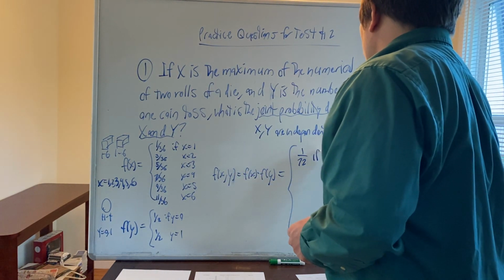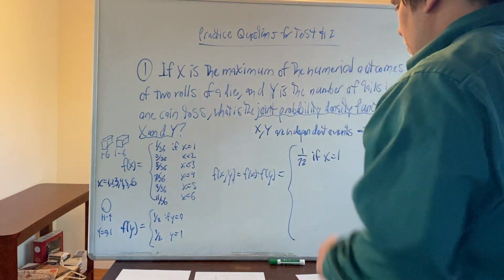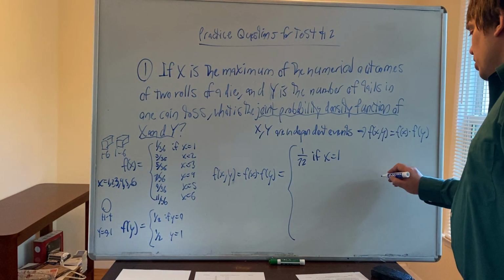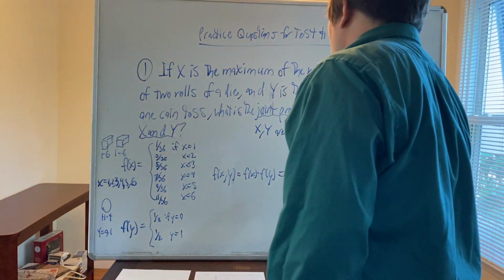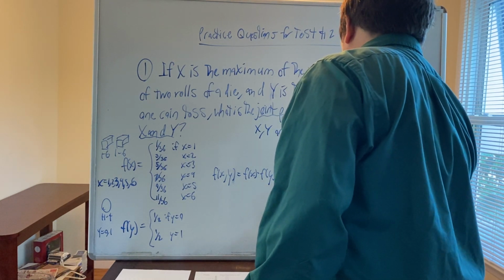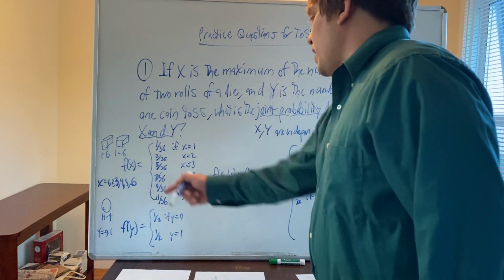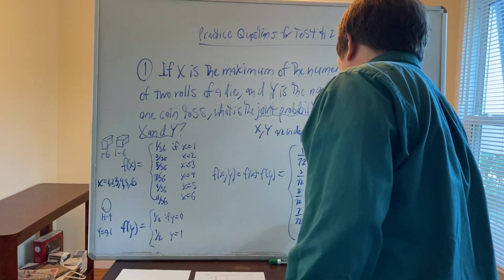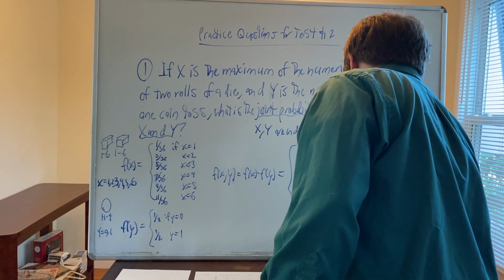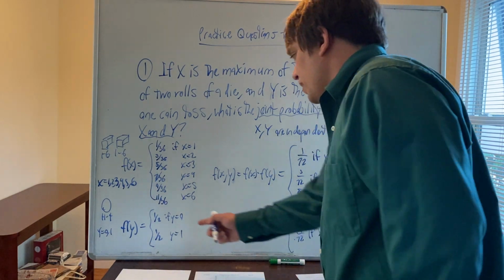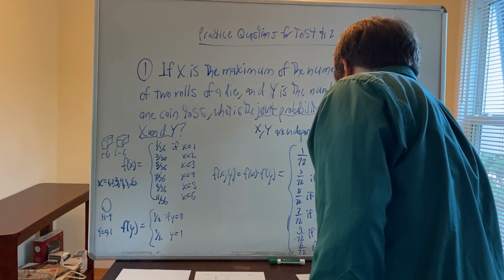So f of x comma y is 1 over 72 if x is equal to 1 and y is equal to 0 or 1, right? Okay, and so all these values are going to be for y equals 0 or 1. It's not going to make a difference whether y is 0 or 1. You're always going to multiply by 1/2. So 3 over 36 times 1/2 is 3 over 72 if x is equal to 2. It's 1/2 times 5 over 36, which is 5 over 72 if x is equal to 3. If x is equal to 4, it's 7 over 36 times 1/2, which is 7 over 72. And then 9 over 36 times 1/2 is 9 over 72 if x is equal to 5. And then 11 over 36 times 1/2 is 11 over 72 if x is equal to 6.